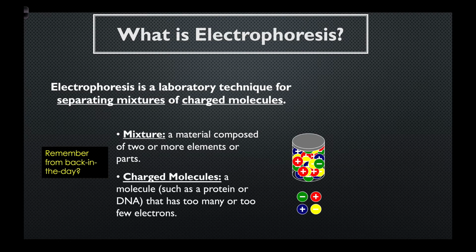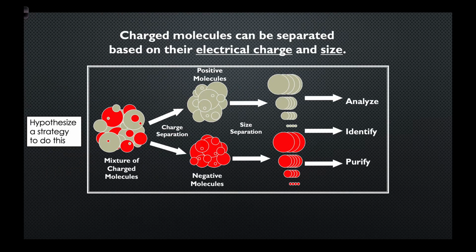And you can see our little sample jar here, a sample container. We have a number of different particles, red, blue, green, and yellow, and some of them are charged positive and some are charged negative. They're a mixture. Now, charged molecules can be separated based on 2 things, electrical charge and their size. So if we take a look over here, we have this random cluster of blobs of beige and red. How could we separate these molecules from one another?